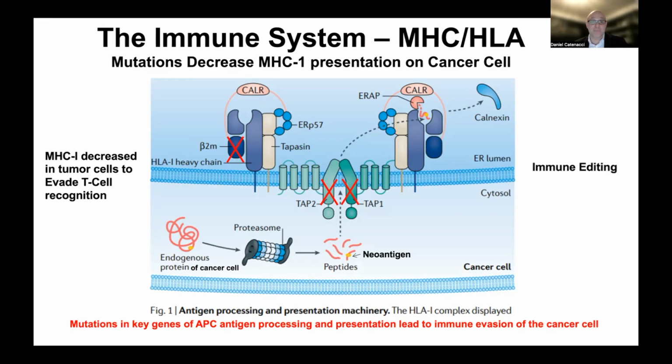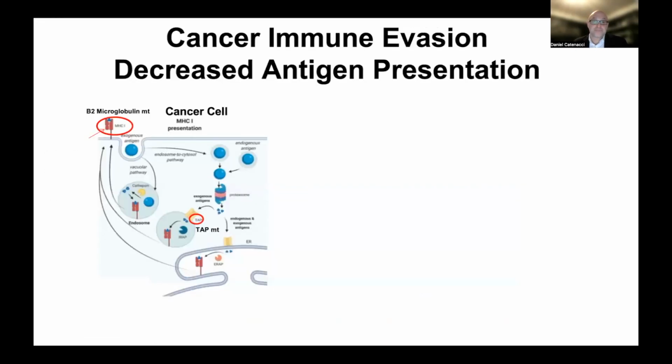This is an example of immune editing, where those cancer cells that have these mutations would be selected for. They would be able to thrive and survive, whereas the ones that don't have this would be expressing cancer neoantigens and eradicated by our immune system. And so what's left are these cancer cells that have these defective antigen processing and presentation. And so this is the problem. We're left with cancer cells that are not being recognized by our immune system.